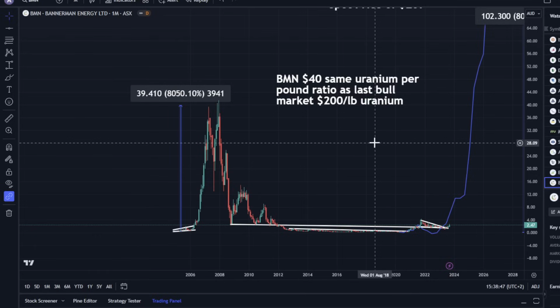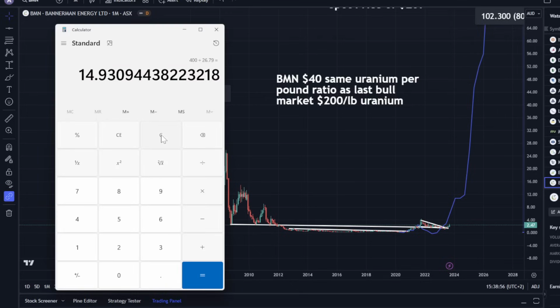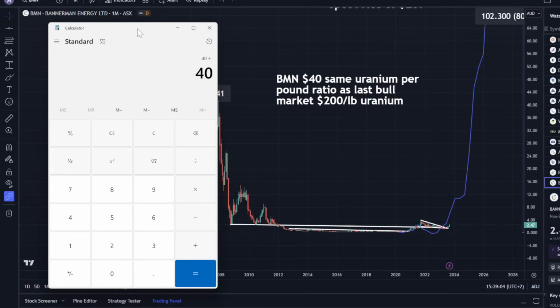So Bannerman would be priced at a $40 share price when using that calculation of $40 per pound. So if it's $40 for the share price divided by, I think it's at 2.47, yep, 2.47, that nets you a 16 bagger as a return in Bannerman.